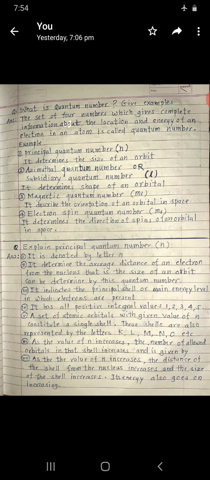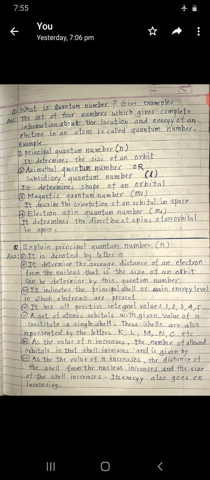Third one, it indicates the principal shell or main energy level in which electrons are present. K, L, M, N, O are known as principal shells. It indicates the principal shell or main energy level, n is equal to 1, 2, 3, 4, 5.